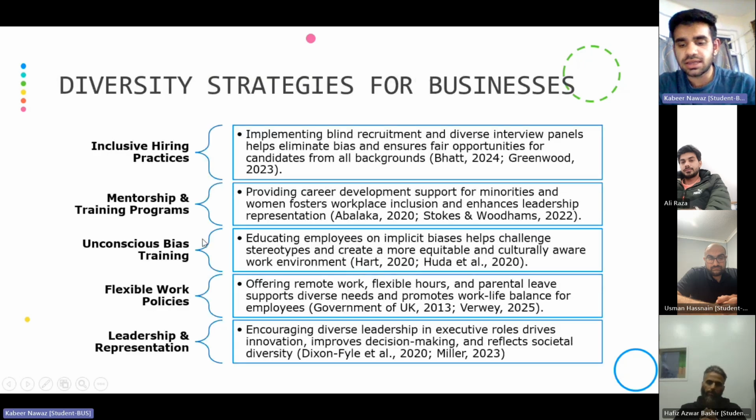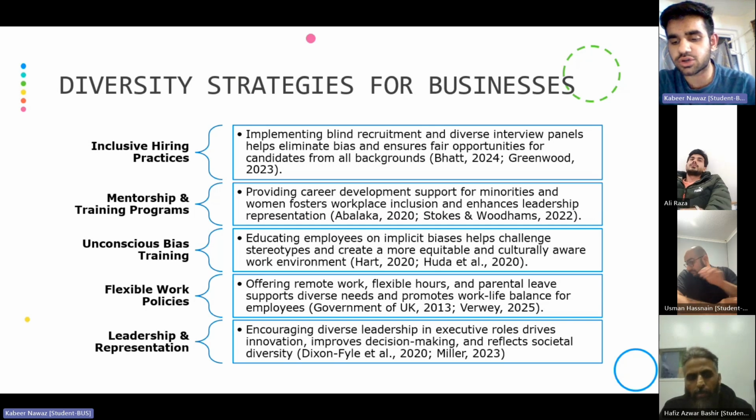Now the next slide is diversity strategies for the business. This slide highlights several practical strategies that a business can adopt to foster diversity and inclusion in the workplace. One of the most effective starting points is inclusive hiring practices such as blind recruitment and diverse interview panels, which help reduce bias and provide fair treatment for candidates of all backgrounds.